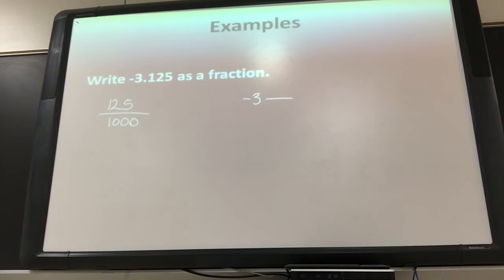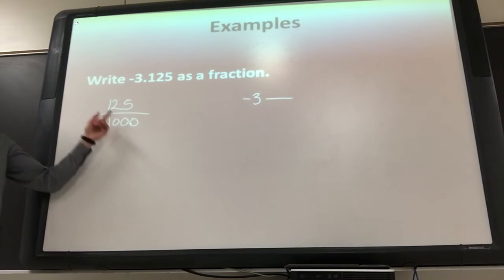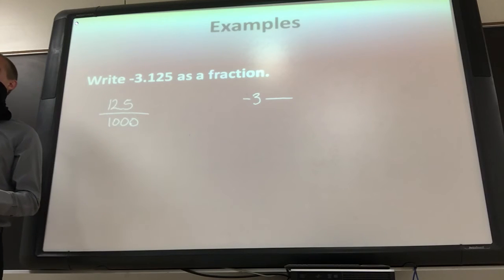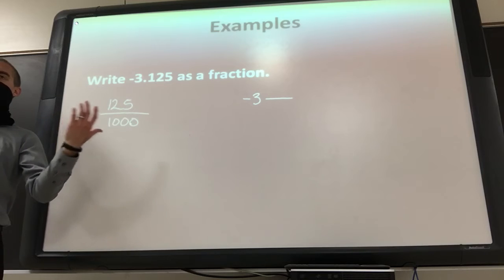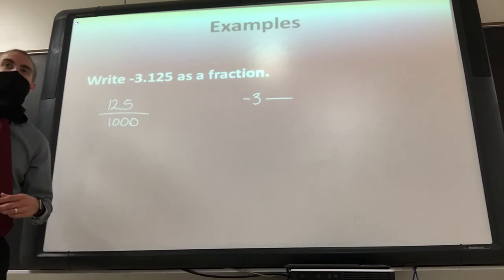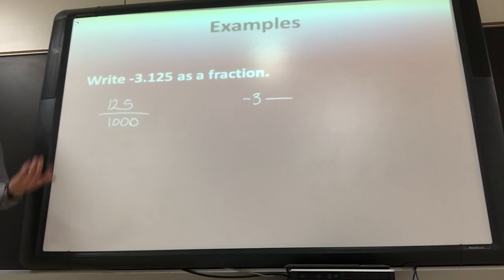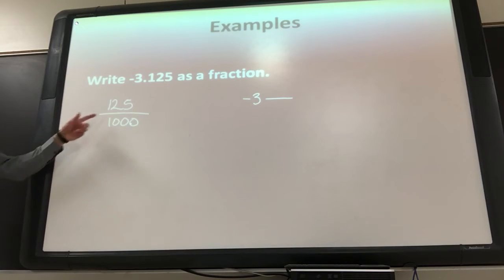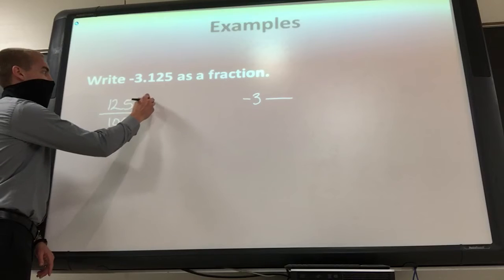Now we need to do some simplifying. What could we divide both 125 and 1,000 by? And if you don't get the biggest number, it's fine. AJ? Wait, could it be 25? You could divide by 25, yeah. If you don't think 25, you could always divide by 5. But yeah, you could actually divide this by 25.